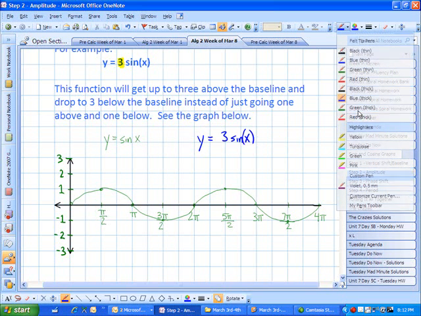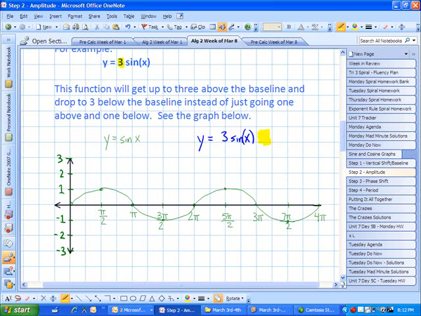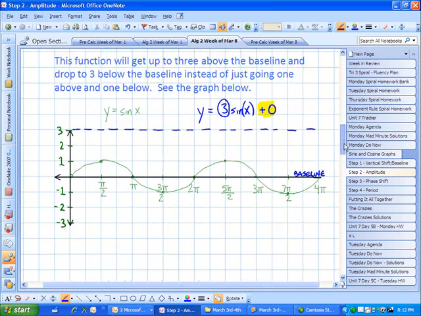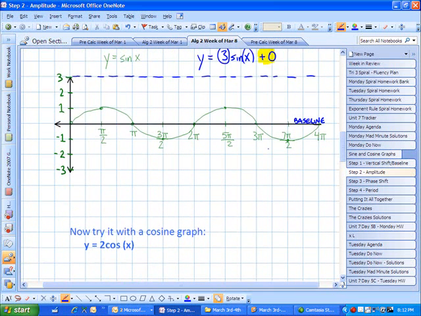do you notice that there was no baseline movement here? There's nothing out here that says plus 9, plus 10, or anything like that. It's basically a plus 0. So our baseline is the normal baseline this time, the x-axis. From the baseline, our amplitude will go up 3. So our function will reach all the way up to the top at 3 above the baseline. And when it dips down, it will dip down to 3 below the baseline. So now we've got some lanes for our graph to drive within.